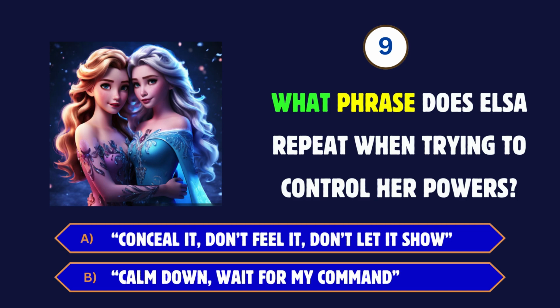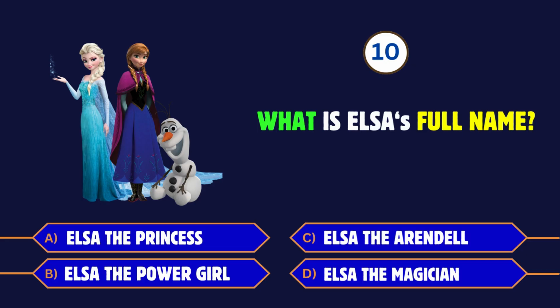Question 9. What phrase does Elsa repeat when trying to control her powers? The correct answer is conceal it, don't feel it, don't let it show. Question 10. What is Elsa's full name? The correct answer is Elsa the Arendelle.